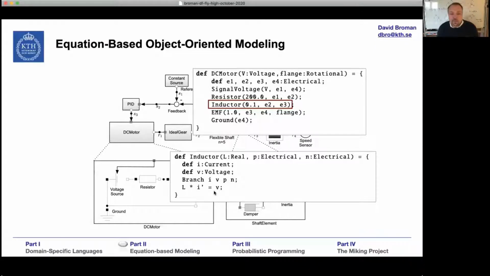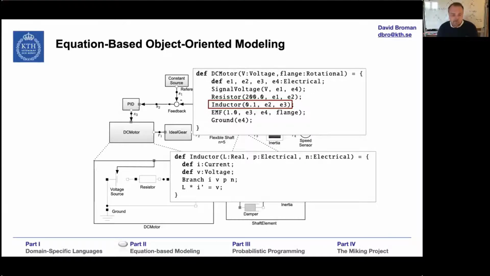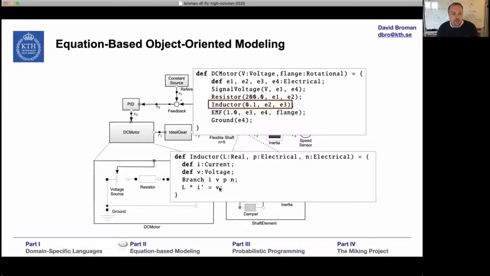And in the end here, in the inductor, we have an equation. So in this kind of equation-based models, you always have equations defining the models in the end. But it's a structured way to compose this, so you can reuse components and build bigger and bigger models.